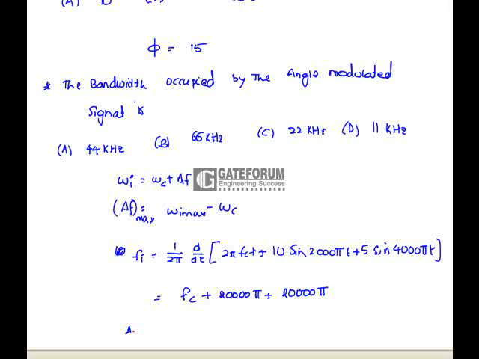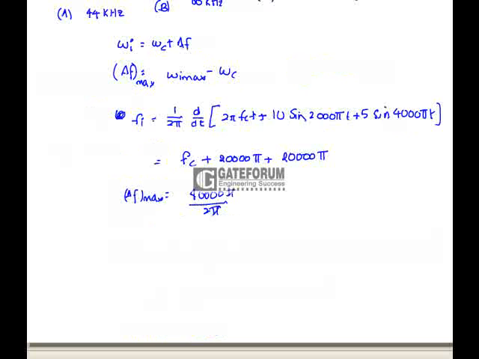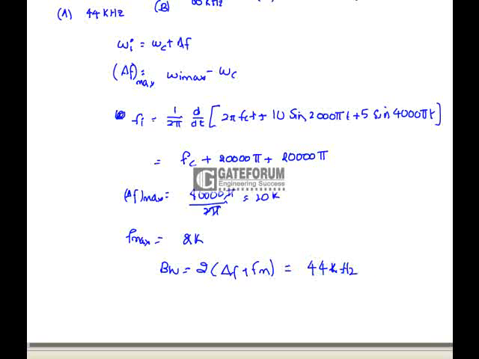So delta f max is nothing but 40,000 pi divided by 2 pi, which is 20k. So fm max is nothing but 2k. So bandwidth is nothing but 2 into delta f plus fm, that is 44 kilohertz. That is option A is correct.